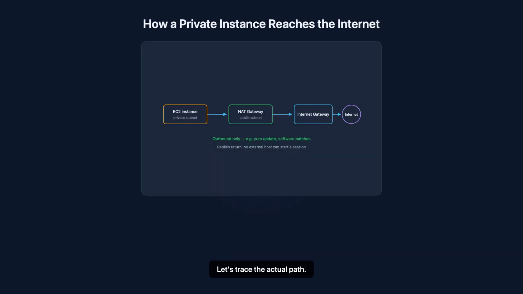Let's trace the actual path. On the far left, an EC2 instance sits in a private subnet and runs a software update. Its request flows to the NAT Gateway, which is sitting over in the public subnet. From there, the traffic moves to the Internet Gateway, and finally out to the Internet. The reply travels back along the same path. The instance got what it needed, but notice the direction. Every connection started inside the VPC. No external host could ever start a session with that private instance. That's the safe pattern you'll reach for again and again.